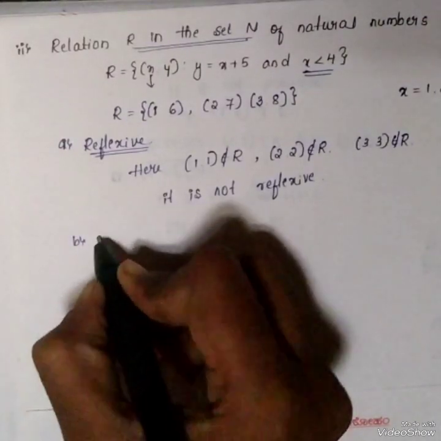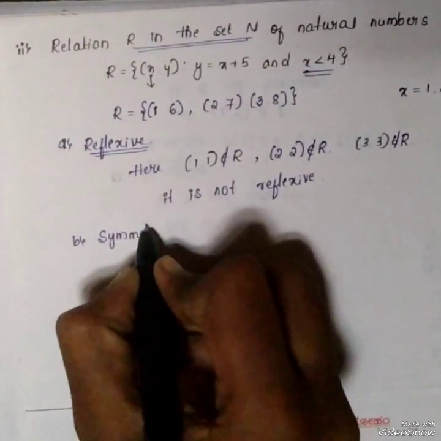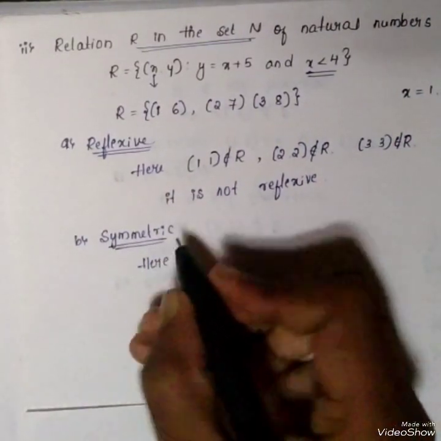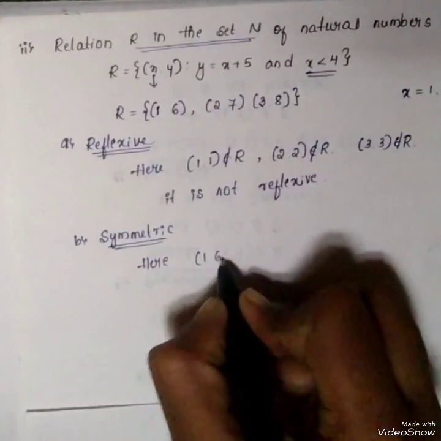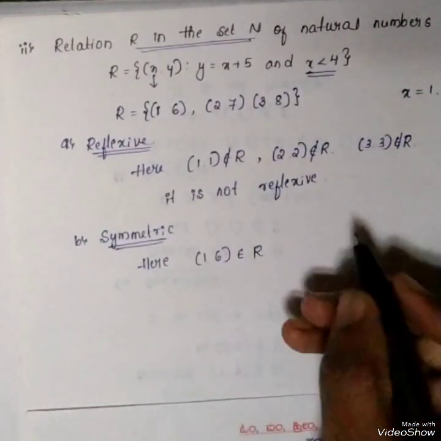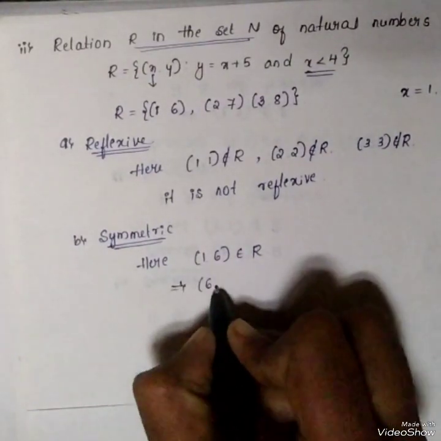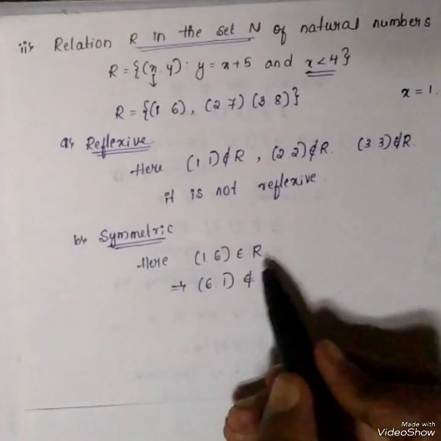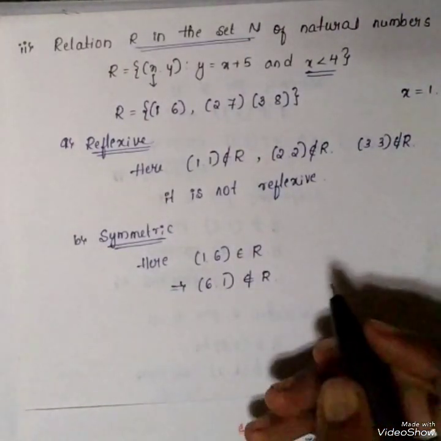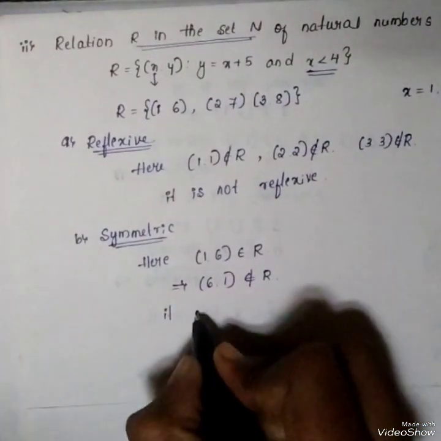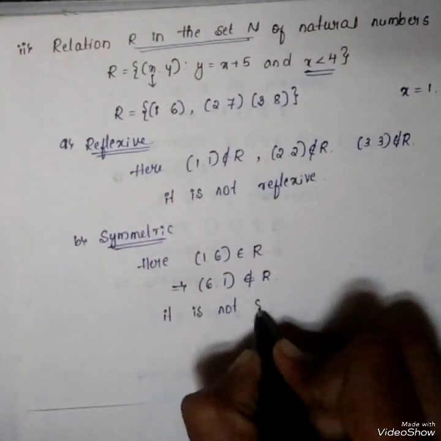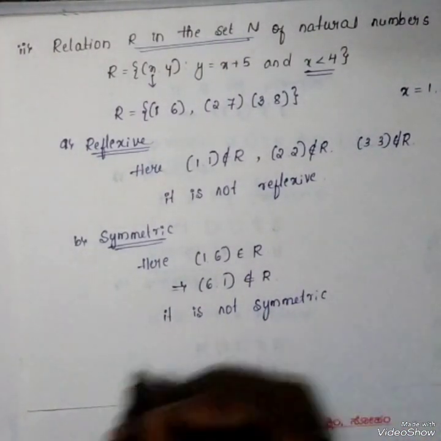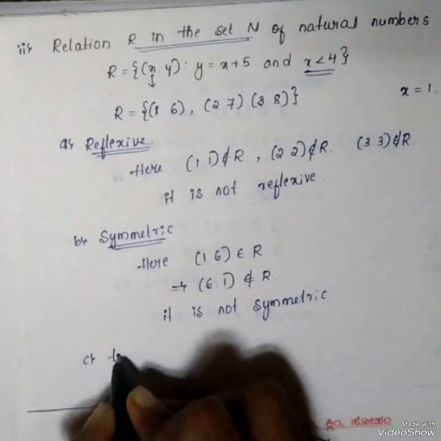Similarly, check the condition symmetric. Here, the pair 1 comma 6 belongs to R, which implies 6 comma 1 does not belong to R. 1 comma 6 is there in relation R, but 6 comma 1 does not belong to R. It is not symmetric. Again, for the condition transitive.